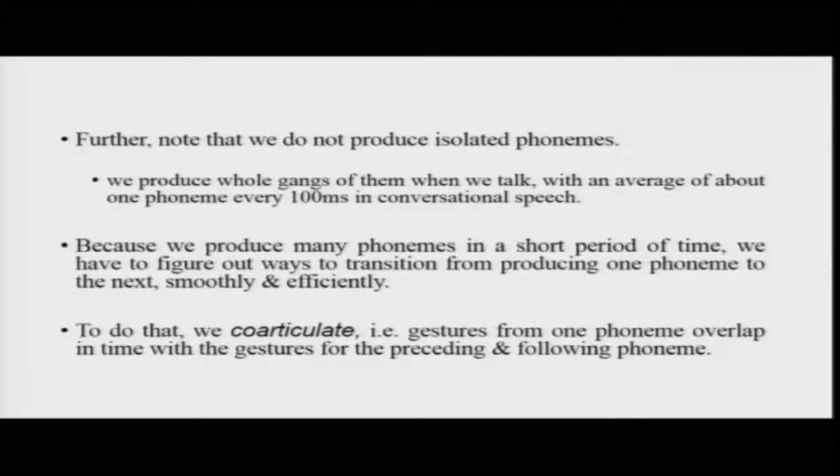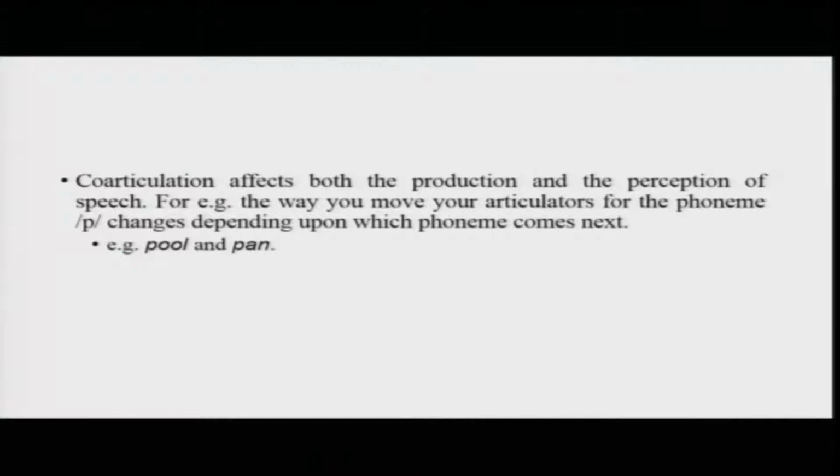What is co-articulation? Let us try and define this. Gestures from one phoneme overlap in time with the gestures from the preceding and the following phoneme. This is what leads to co-articulation effects. Let us look at this in a little more detail. Co-articulation affects both the production and perception of speech. So the way you produce is affected, and the way somebody hears it is also affected, if a phoneme is produced in combination with a following and a preceding phoneme.